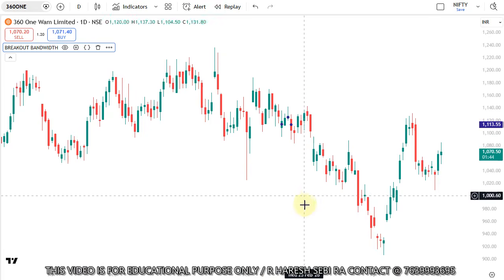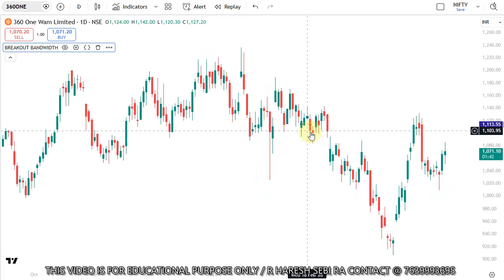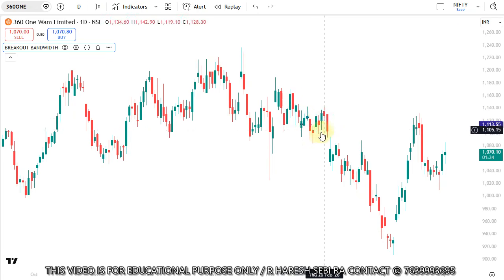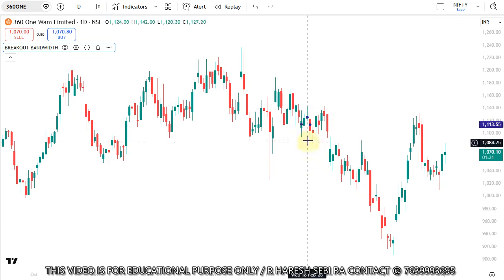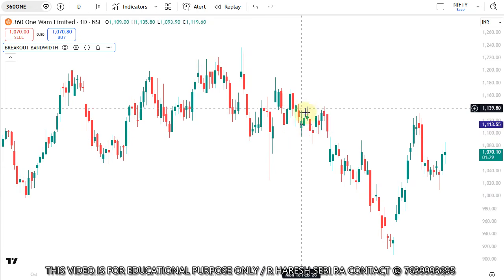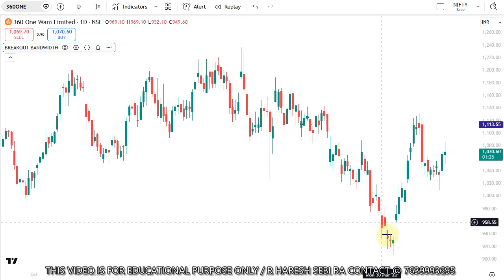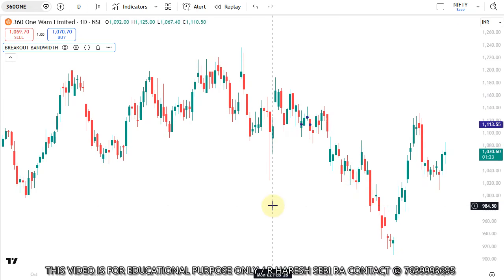This is the indicator. So here, whenever we find the dots, the circle in the candles, it may be one candle, two candles, or even 5 to 10 candles. You can find that there is a consolidation in the stock price. The bandwidth is narrowing, so that in future there will be an expansion of the bandwidth and there will be a breakout trade in the direction of the breakout.